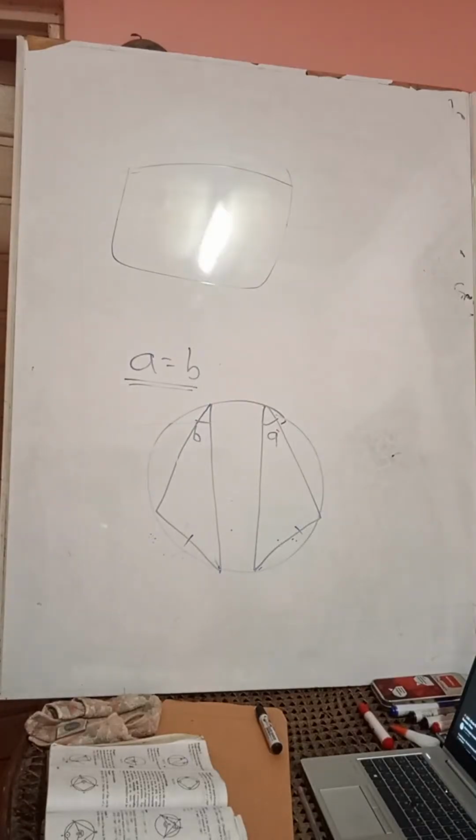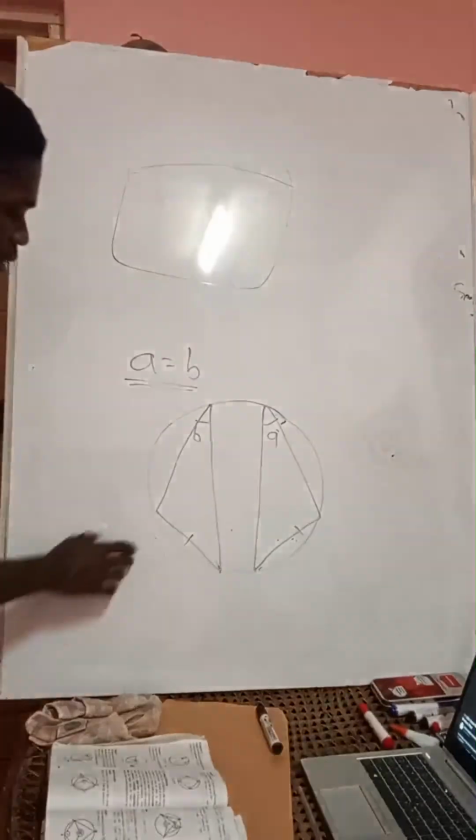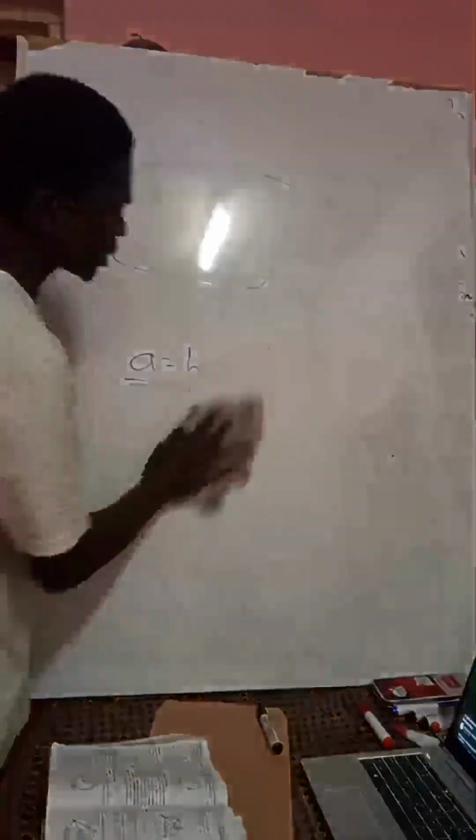Okay, so let's move on to the other one. Now we see that A is equal to B, right? Let's move on to another one. So this is another law. When you have two triangles in a circle, whereby two chords of the triangles are equal, then you can say that those interior angles opposite to the chords are what? Equal. Is that understandable? Okay.